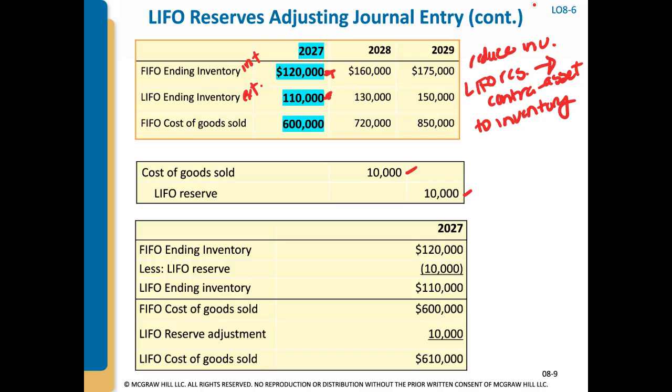So here's what happens to the numbers. Our FIFO inventory started at 120. We reduced that amount through the LIFO reserve account to get to our LIFO ending inventory. At the same time, the FIFO cost of goods sold is $600,000 under FIFO, which was given to us. And we have increased it through this debit right here. We've increased our cost of goods sold. So our LIFO cost of goods sold is $610,000.